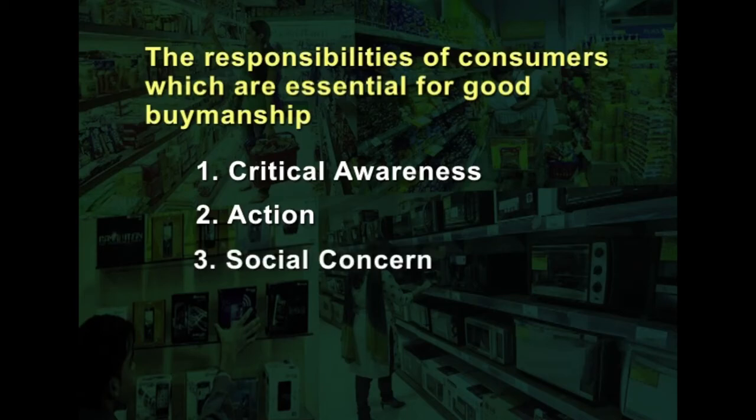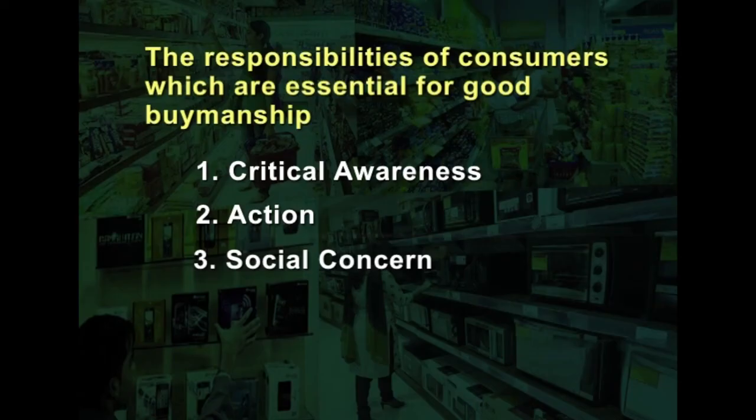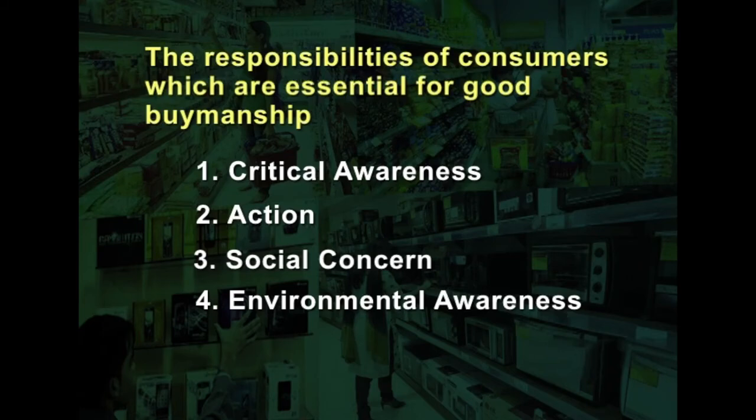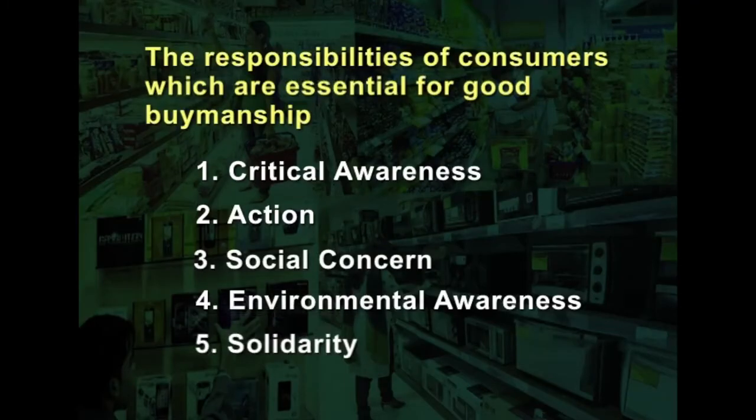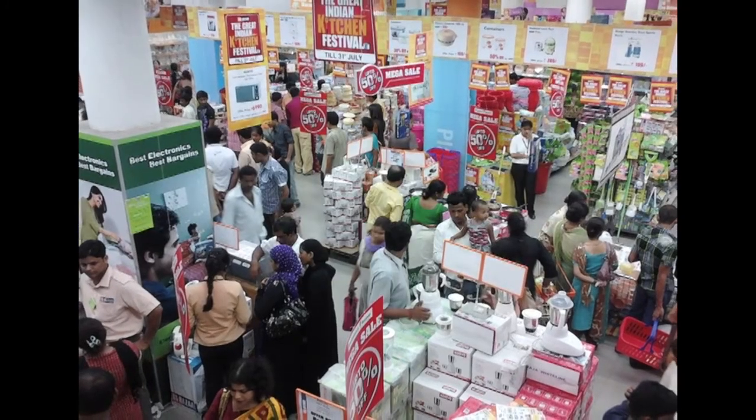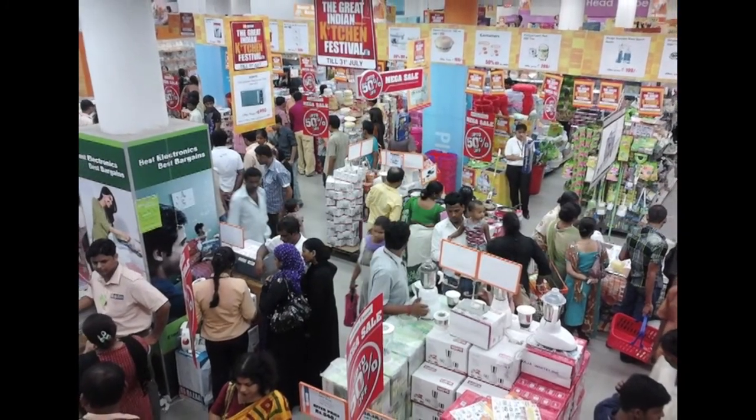Social concern. To be aware of the impact of our consumption on other citizens, especially disadvantaged or powerless groups. Environmental awareness. To understand the environmental consequences of our consumption, to conserve natural resources and protect the earth for future generations. Solidarity. To organize together as consumers to develop the strength and influence to promote and protect consumer interests.